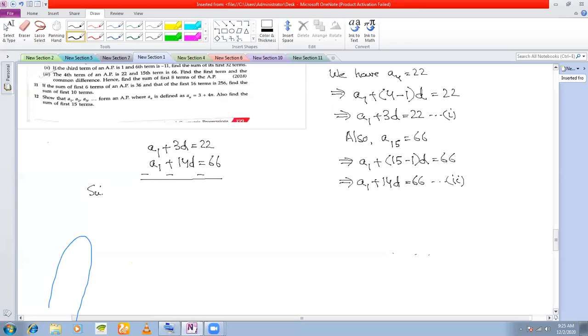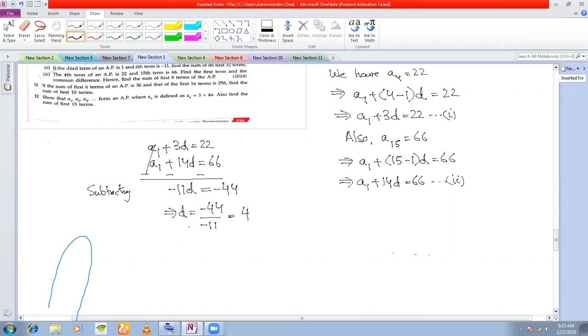Subtracting. A1 gets cancelled. 14 minus 3 you get 11D, and 22 minus 66 gives you minus 44. That means D you are getting as minus 44 divided by minus 11, it is 4. The common difference you are getting as 4.